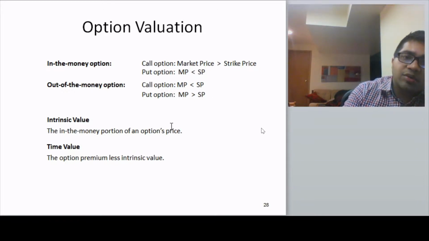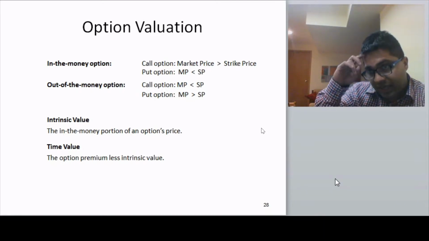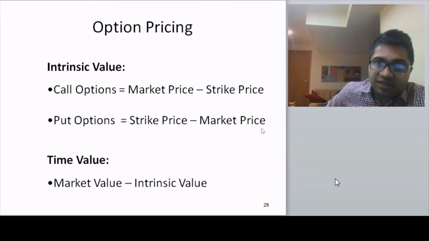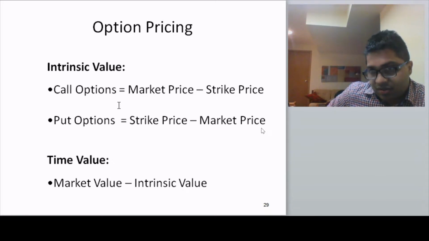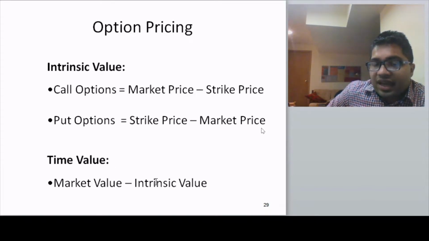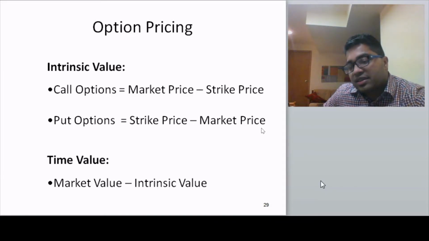Intrinsic value is the in the money portion of the option's price. Time value is the option premium that you pay minus the intrinsic value. Option pricing: for a call option, intrinsic value is market price minus strike price. For a put option, it is strike price minus market price. So this you have to remember. For a call option, it is market price minus strike price, that is the in the money part, and for a put option, it is strike price minus market price, that is the intrinsic value. Time value is always the market value of the option, that is the premium that you paid, minus the intrinsic value.